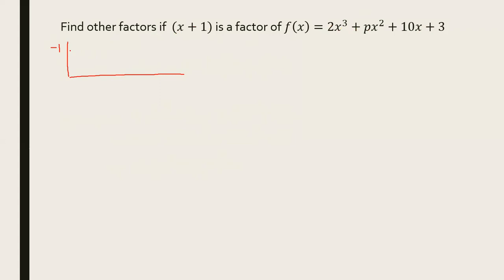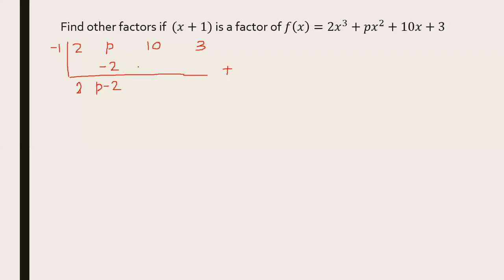And now the coefficient of x cubed is 2. The coefficient of x squared, p. The coefficient of x, 10. And the constant number, 3. Plus here. Now 2 plus 0, 2. And negative 1 times 2, negative 2 here. p plus negative 2 equals p minus 2.